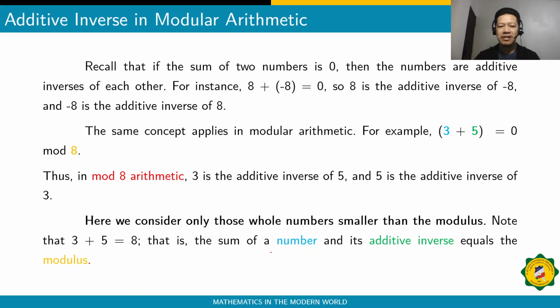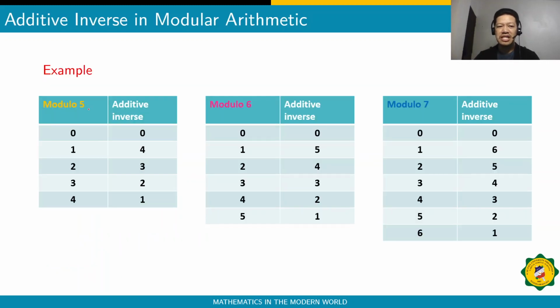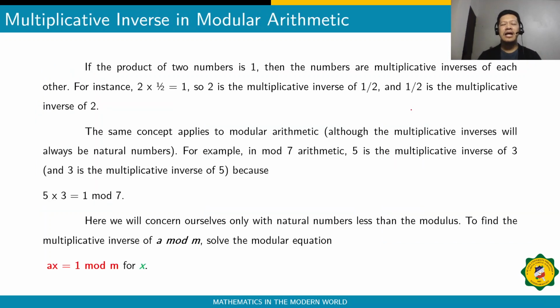It says here, the sum of a number and its additive inverse should always be equal to the modulus. Modulus means the number here, like 5, 6, and 7. Let us proceed to multiplication, or the multiplicative inverse.